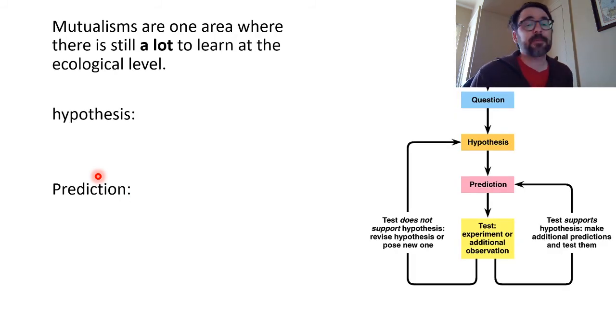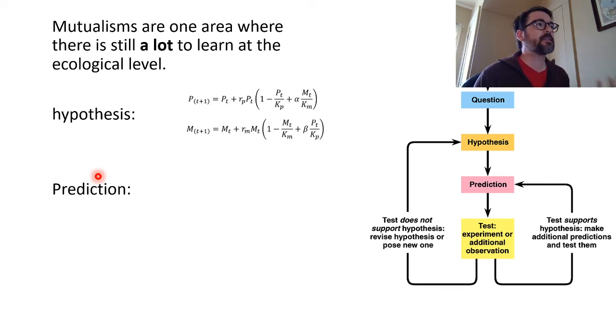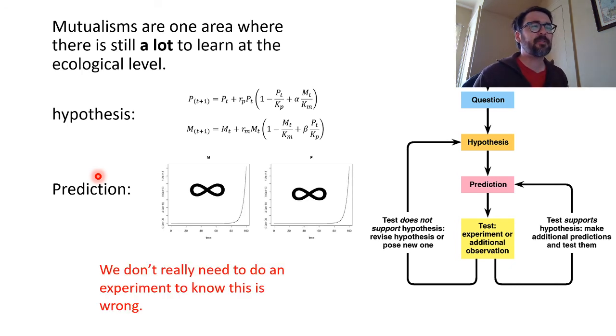I would argue that mutualisms are one area where there's actually still a lot to learn at the ecological level. We have this hypothesis that we can frame as the Lotka-Volterra mutualism equations. We have this prediction that it's really easy to go to infinity, and we don't really need to do an experiment to know that this is wrong. One way to fix this would be to add a third equation for resources again. Now resources would bound the population, because at some point they would get down to their zero net growth isocline, and then the two populations wouldn't be able to go to infinity. But this is still a problem that requires attention, in my opinion, in ecology.